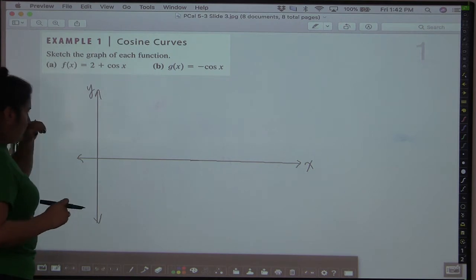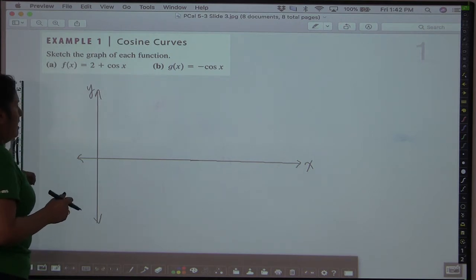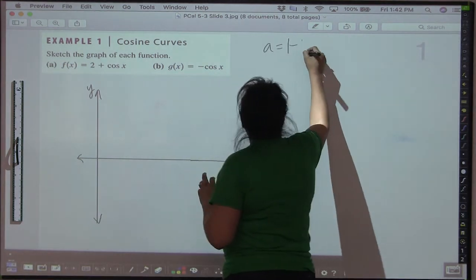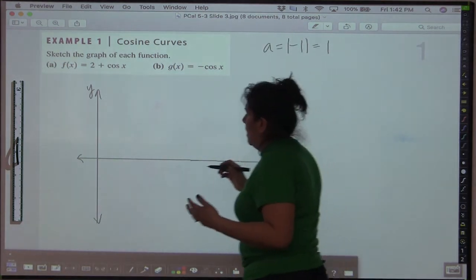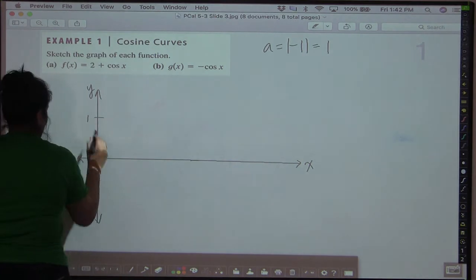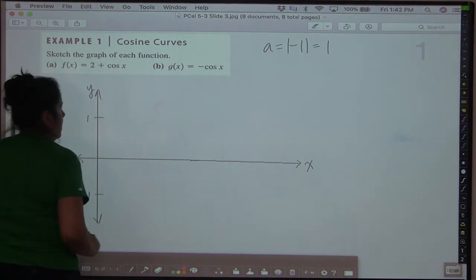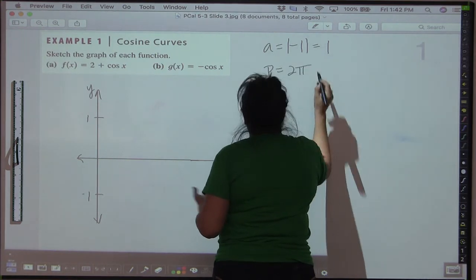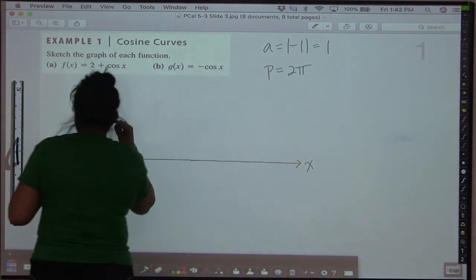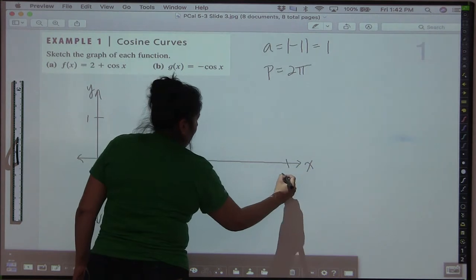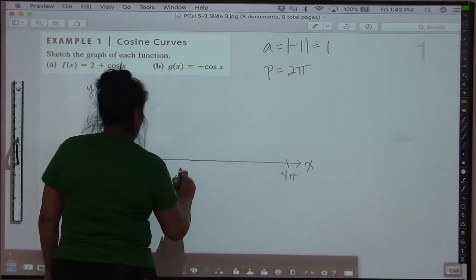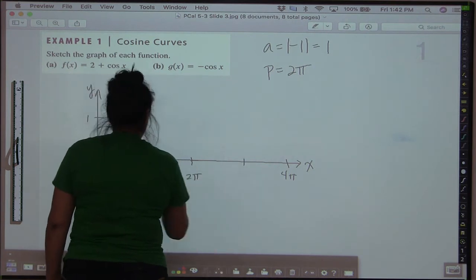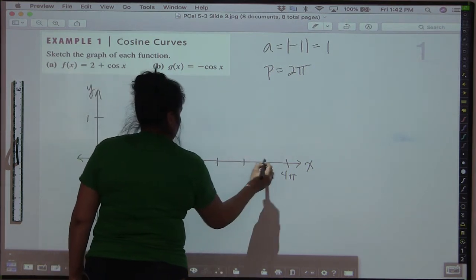So anyway, here we go, negative cosine x. Good news, here's our amplitude: the absolute value of negative 1, which is still 1. So we're still going to oscillate between 1 and negative 1. My period here is still 2 pi because there's no b value. So I'm going to go all the way to 4 pi like I did in the last one, only this time I don't have to do any weird shifting up or down.